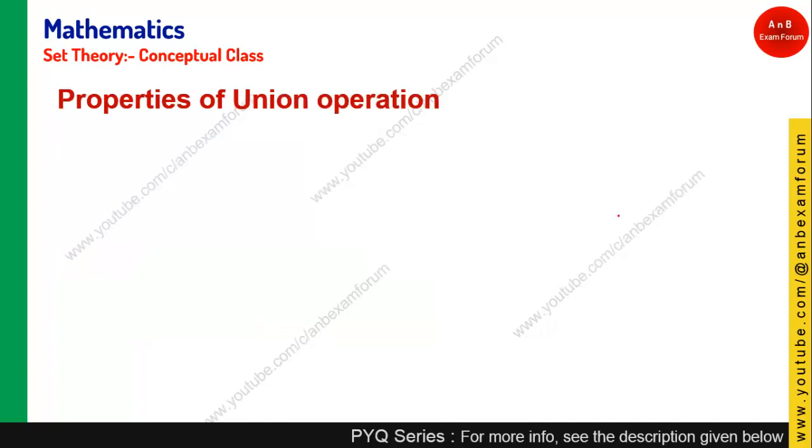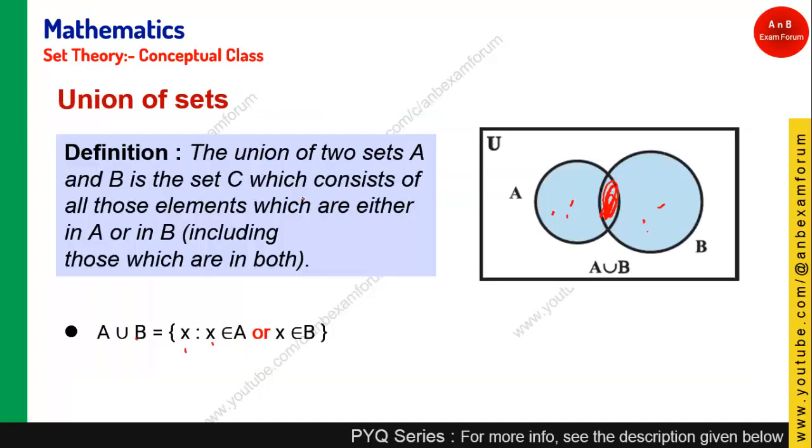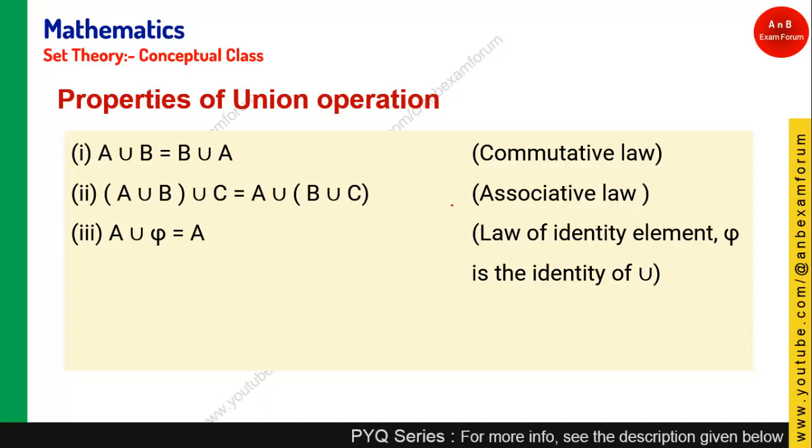Let's see the properties of this operation. There are basically many properties, but these four are very important. First is the commutative law. As you have seen in the numbers part also, commutative means that A union B equals B union A, the same thing. The second one is the associative law. The associative law also holds: (A union B) union C. If you group in two separate ways, this law still holds.